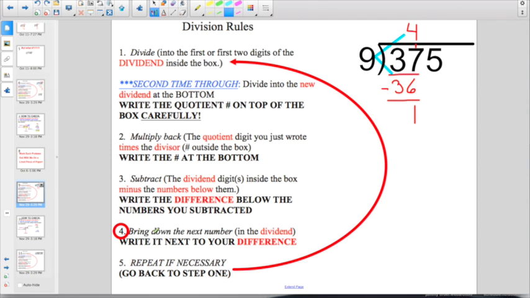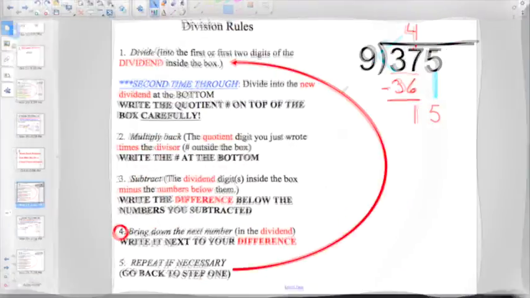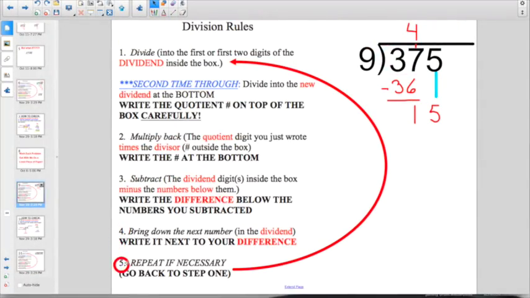Step 4, bring down the next number in the dividend. The next number I have left that I haven't divided is that 5. I'm going to bring it straight down and write it next to our difference. So let's take a look at step 5. Step 5 just says, repeat if necessary.